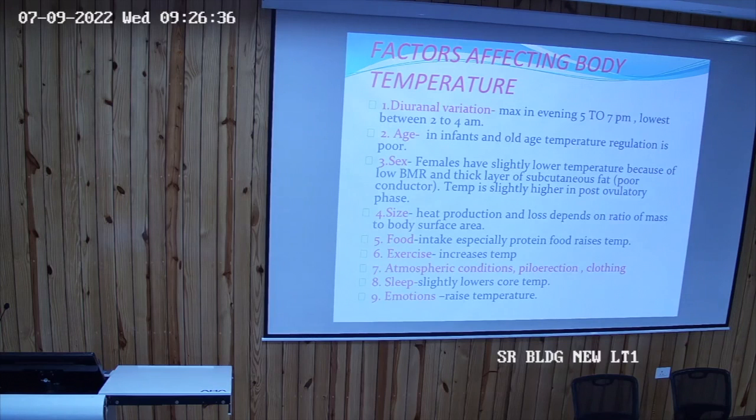Distant vision is... Is your own distant vision normal? No? Read it loud. What do you mean by diurnal variation? What does this line say?